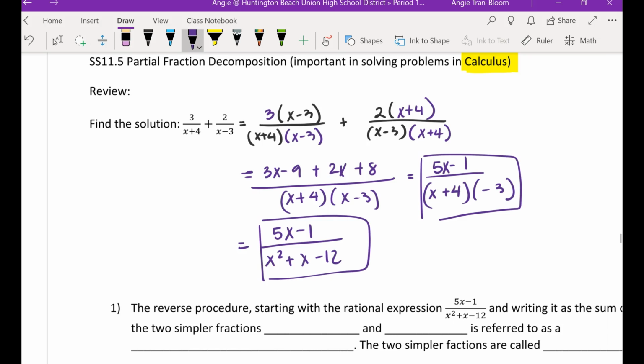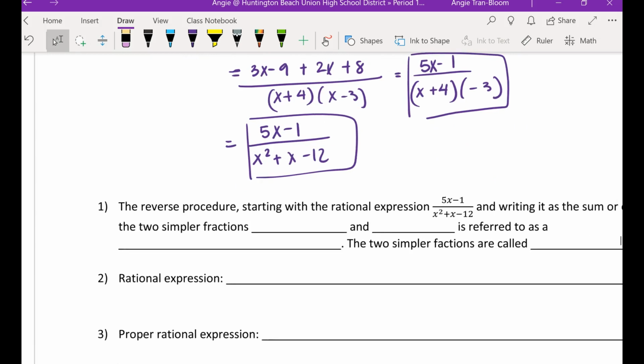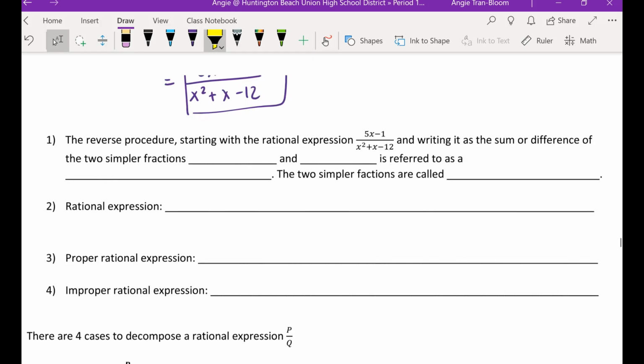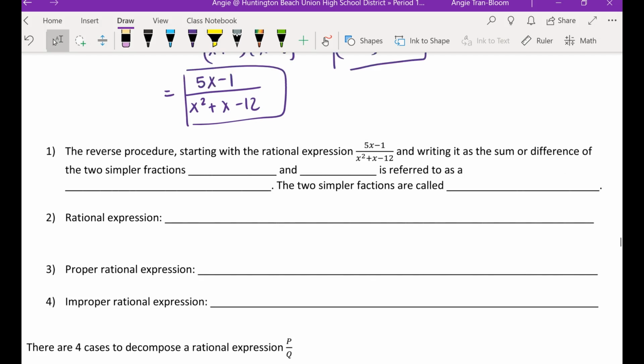Well, partial fraction decomposition is the reverse procedure. What do I mean? Let's read this really quickly. We have the answer we just found by adding the two fractions together. This is what we have here. That's what I typed up.